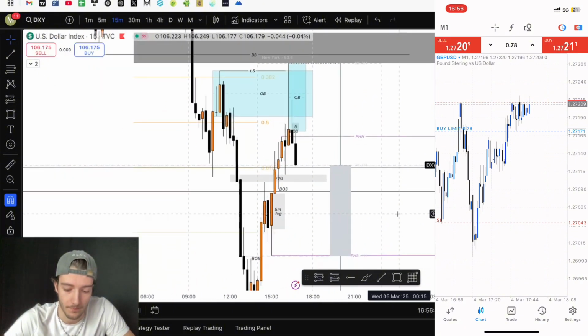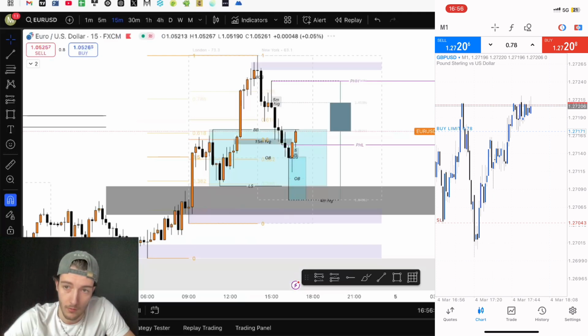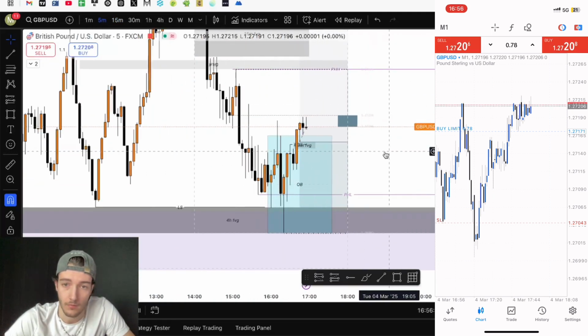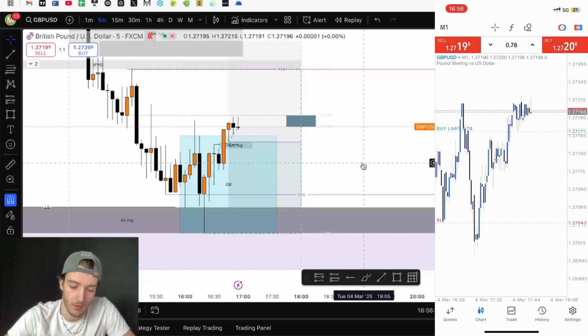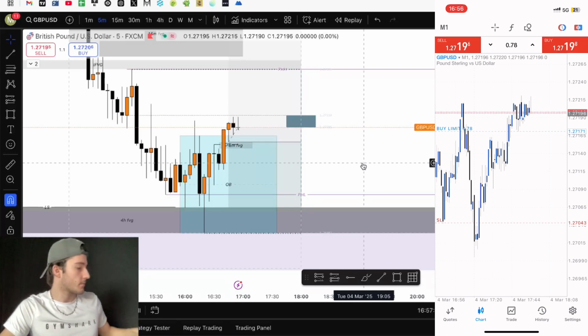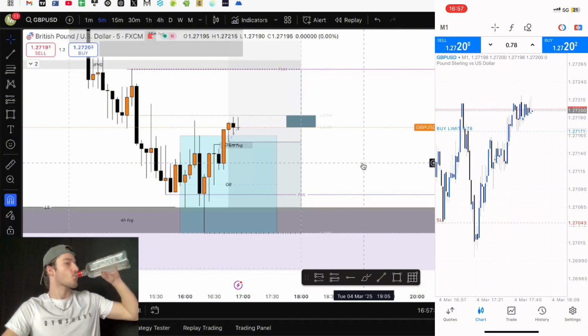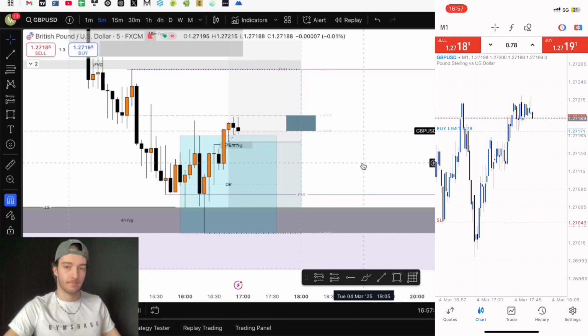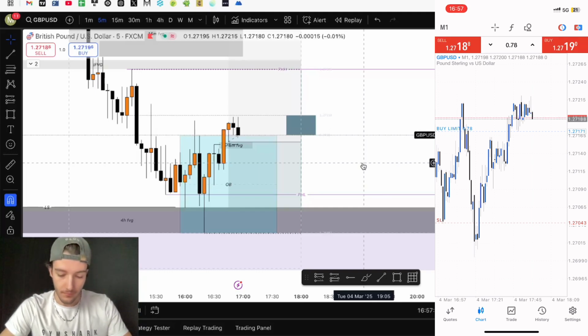But hey, gotta be careful here. So let's wait for this 5-minute to hit or not to hit. Getting close now.